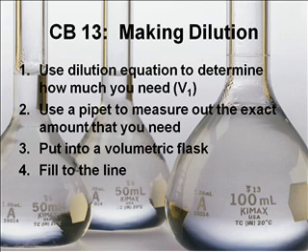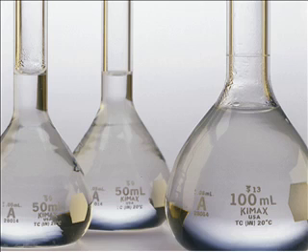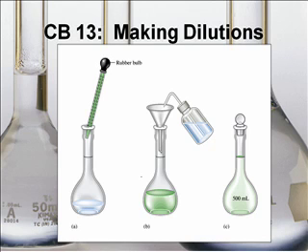Use the dilution equation to determine how much you need, V1, that's what we just did. Use a pipette to measure out the exact amount. Put it in a volumetric flask and fill the line, which is what I just did. And I explained a little bit about how to do the whole thing. Okay? And don't knock it over when you're done. And Mr. Sams just spilled every last bit of that nickel 2 nitrate.